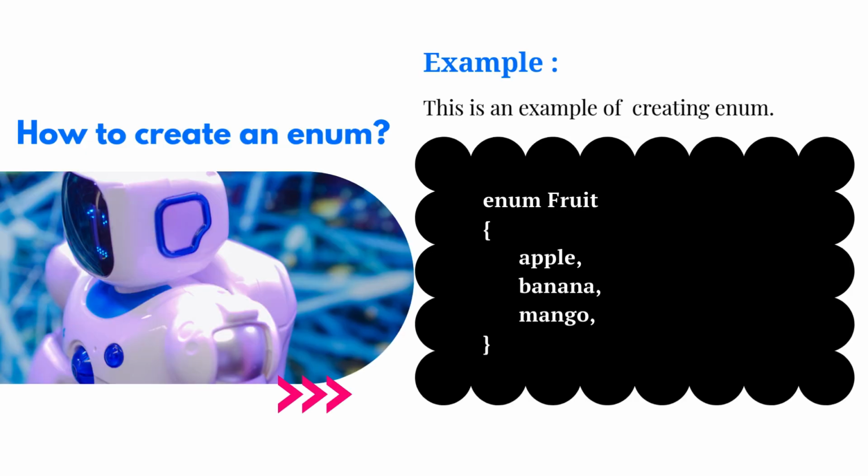How to create an enum? We use the enum keyword to create an enum. For example, here, in the given example of an enum, enum is a keyword that is used to make constant members. Fruit is the name of the enum. Apple, banana and mango are enum members.